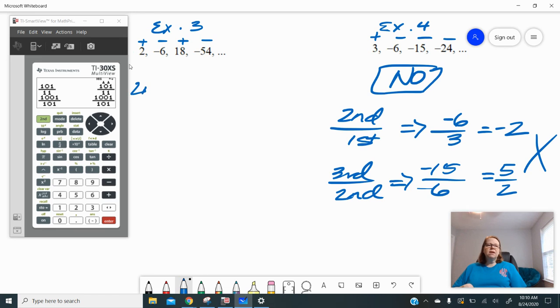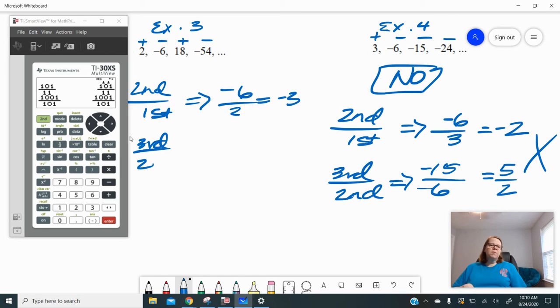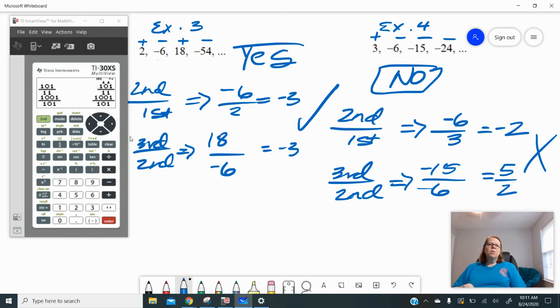All right, over here, let's do it again. Second divided by the first term. So -6 divided by 2 is -3. Third term divided by the second, positive 18 over second term is -6, -3. Yes. So we knew it could be because the signs were correct. The signs were good, so we could go ahead and check it out. But that didn't automatically mean that it would be geometric, but it turns out that it is.